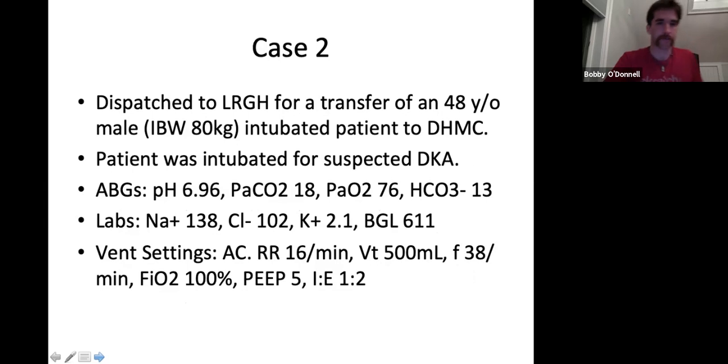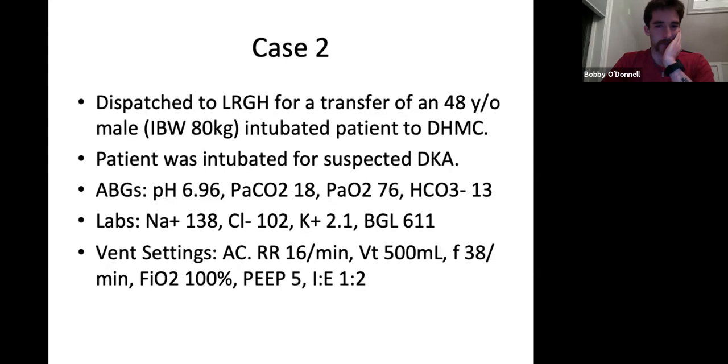So case 2, you're going to Lakes for a 48-year-old male, 80 kilograms ideal body weight. They're intubated and they're going to Dartmouth. They're intubated for suspected DKA and decompensation. Their ABGs: pH 6.96, PaCO2 of 18, PaO2 of 76, and a bicarb of 13.